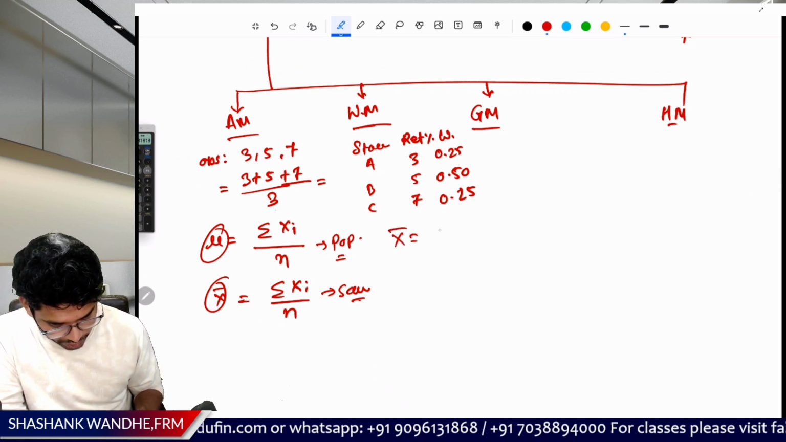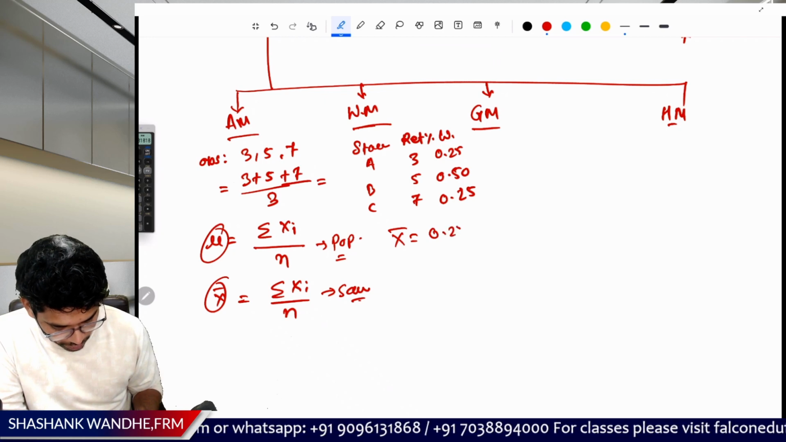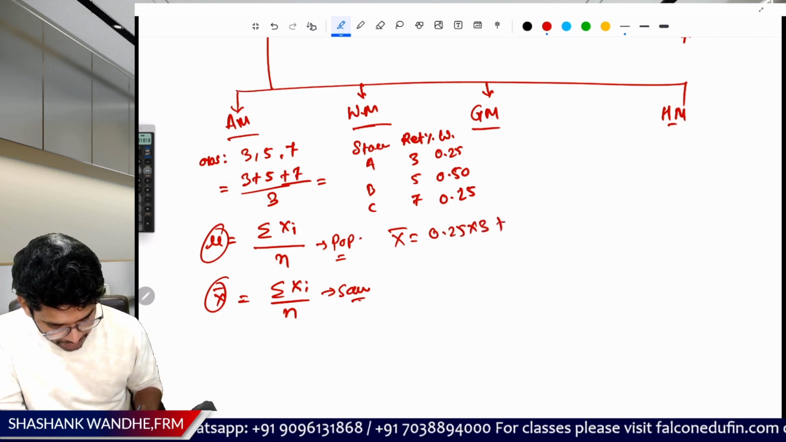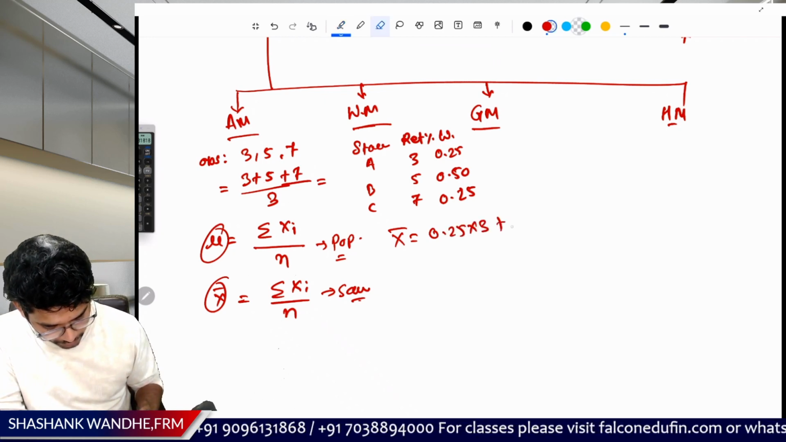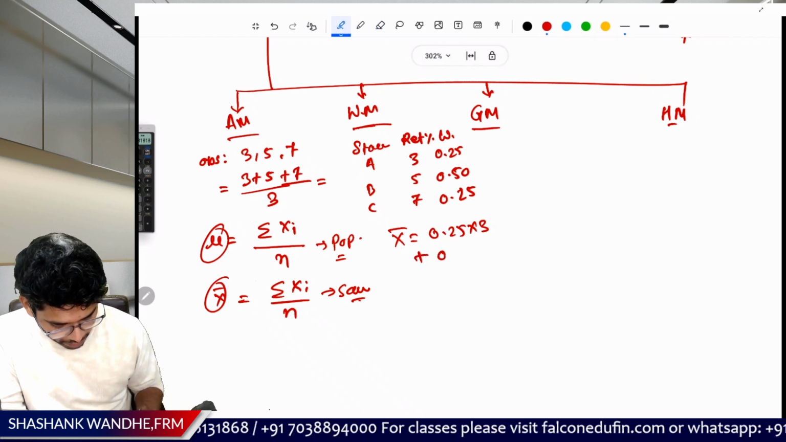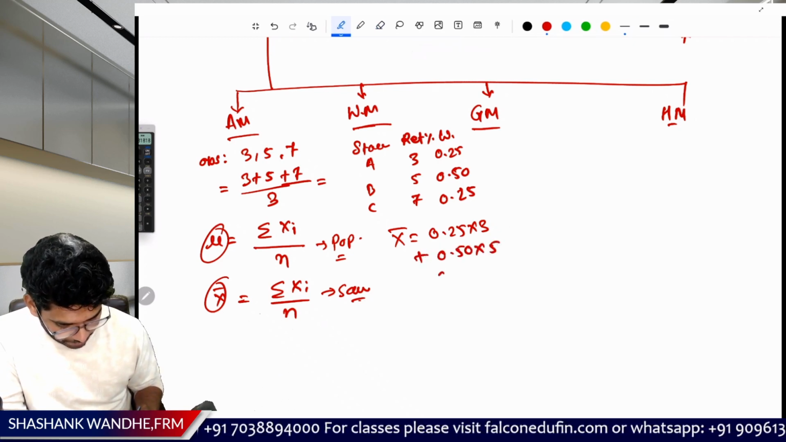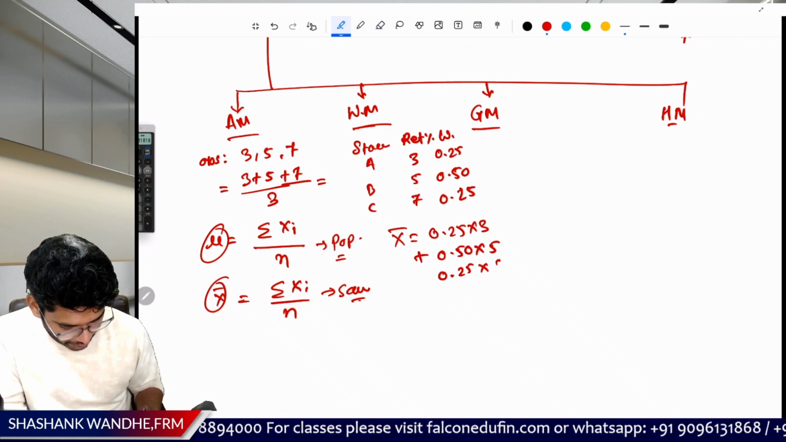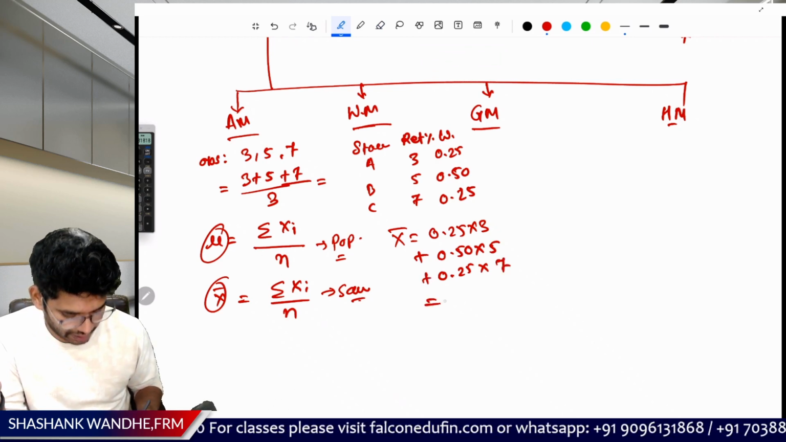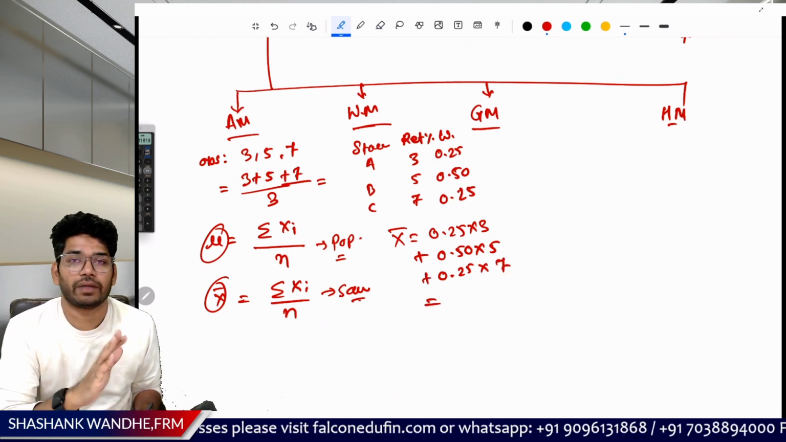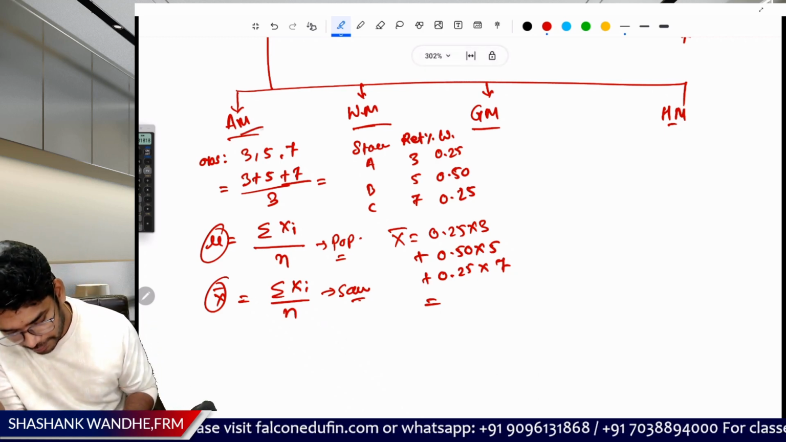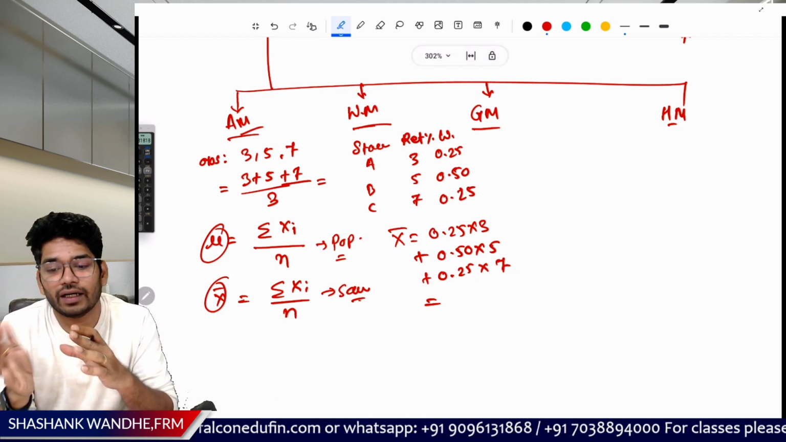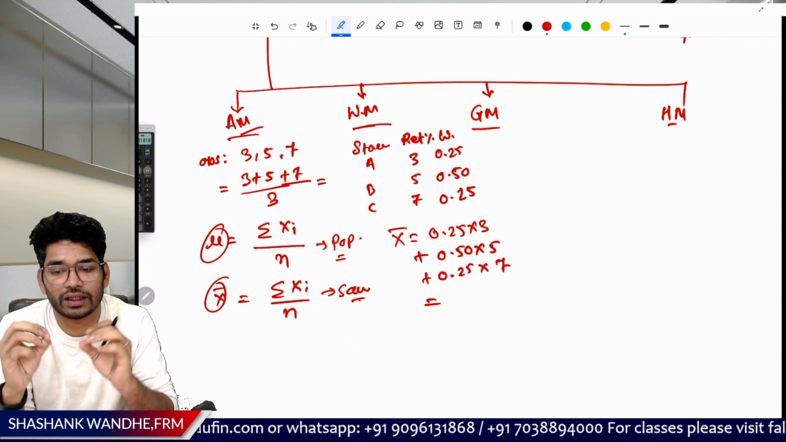The answer is simply: average return is equal to 0.25 multiplied by 3 plus 0.50 multiplied by 5 plus 0.25 multiplied by 7. Whatever the answer is, this will be your weighted mean. Now remember, the arithmetic mean is also a weighted mean, but here the weights are equal. So all the weights are equal.